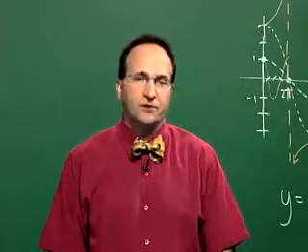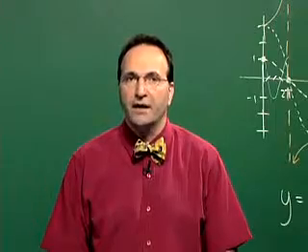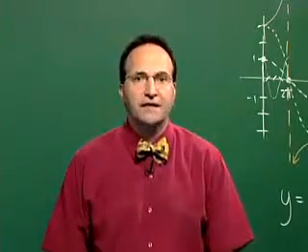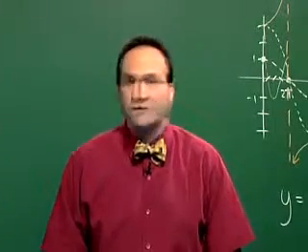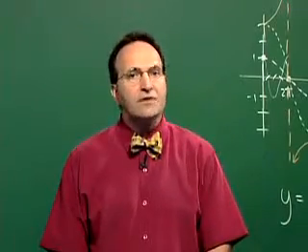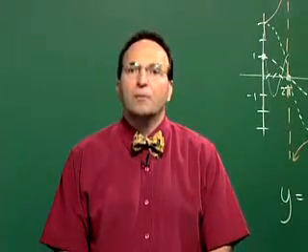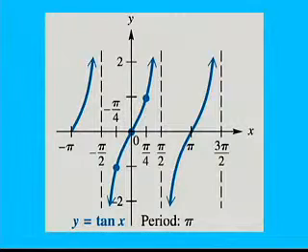Our next two circular functions have a period of pi instead of a period of 2 pi. Also, unlike the cosecant and secant functions, their graphs are not U-shaped. However, they do have vertical asymptotes. We will begin by looking at the sketch of y equals tangent of x.